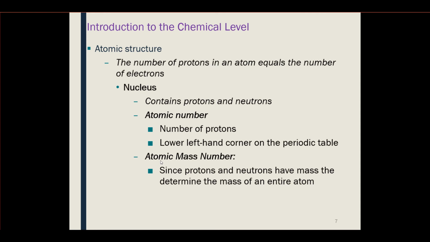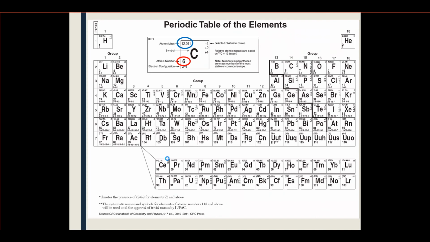Now, the second number that we'll look at is known as the atomic mass. Sometimes they say atomic mass number. If you look up in the top corner here, on carbon, it happens to be 12.001. So this is the mass of the carbon atom. Now we said on a previous slide, what contributes mass? Mass is contributed by the proton and the neutron. So let's just round this number to 12. Forget the 0.011 right now. Just know the number 12.